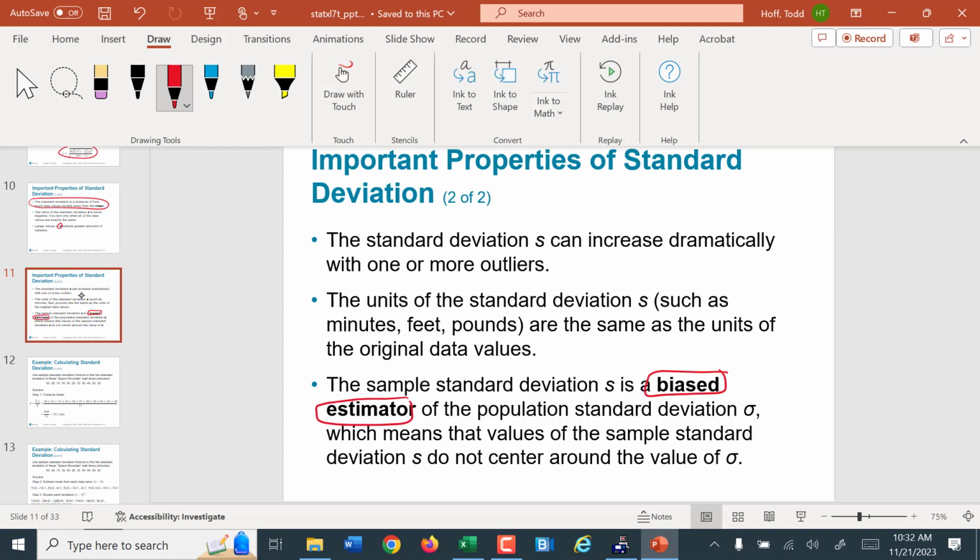Let's step back and talk about what an unbiased estimator is. An unbiased estimator would be, you're going to have data points here from our samples. The center of those is going to be the population value. That would be an unbiased estimator. Well, as a biased estimator, we're saying we get all these different sample values, and the center of those sample values will not be the population standard deviation. It's a slightly offset estimator.